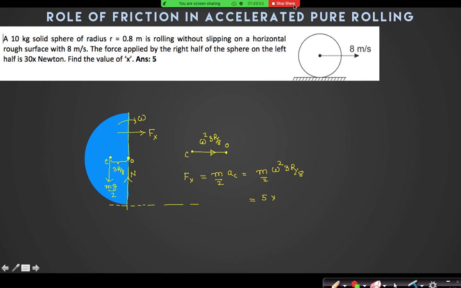Right, so r square omega square by r, with r omega being v, is v square by r. That means 8 square divided by r, which is 0.8, into 3 by 8. So it is 10 by 2 into 3 into 5, I think 150 newton. So Fx will be 150 newton. Yes, that is the answer of this question.